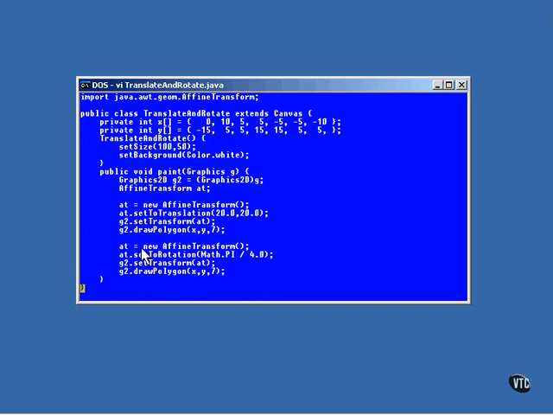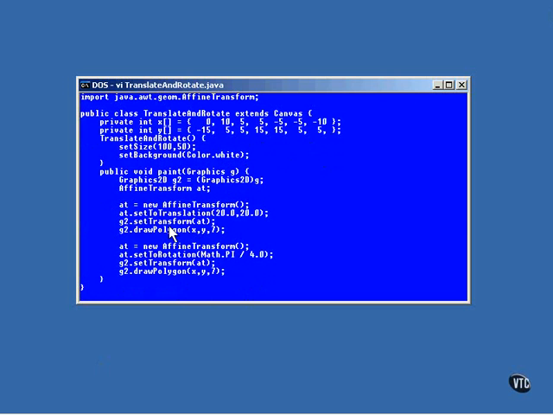Now this paint method draws two figures. The first one is translated from its position at the origin, and the second is left in its position at the origin and rotated 45 degrees. This method does the translation. It moves the figure from its origin at 0,0 to a point at 20,20.